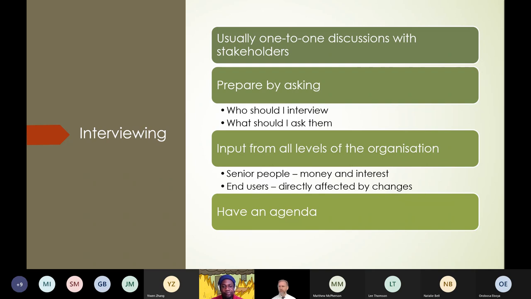So you need to decide who you're going to interview. You need to get them from all strata in the organisation, and not just concentrate on the people that are paying you, and similarly not just concentrate on the people that it's going to affect. So get them from everywhere, from top to bottom, and make sure that you have an agenda for them. Here's what we're going to do in this interview. That lets your interviewee prepare as well.